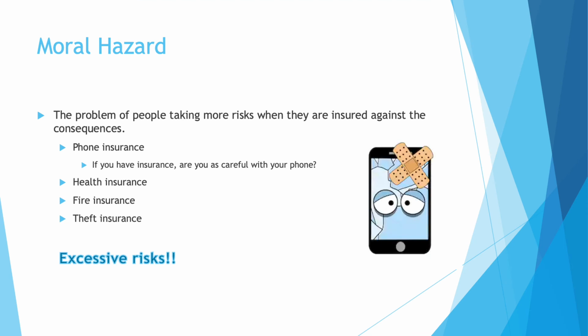Another problem with imperfect information is moral hazard, which is the problem of people taking more risks when they are insured against the consequences. Typically, when people have insurance for something, they're less likely to treat it with as much care, and it's difficult for the insurance companies to accommodate for this. It makes sense because if I have insurance for my phone, I care less about breaking it.